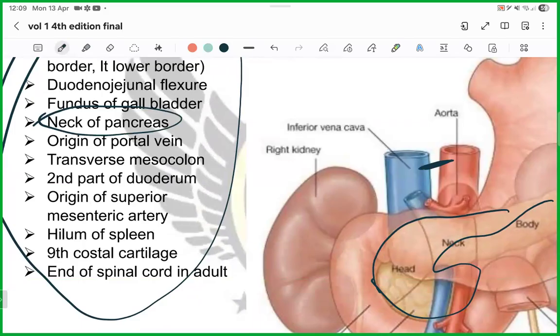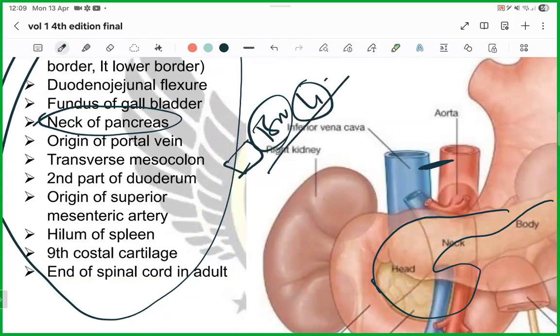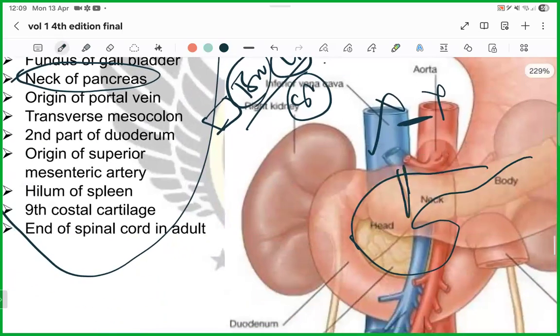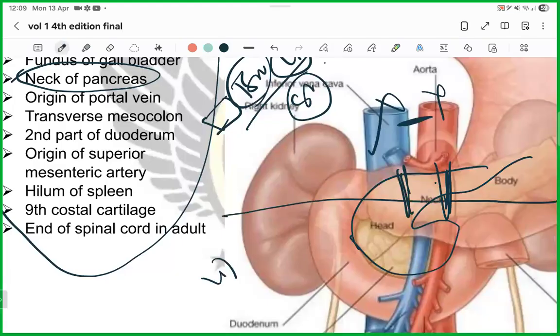Which part? Neck of the pancreas. They gave you a question that in case of a burst fracture of L1 vertebra, which structure will get injured. They did not mention aorta or inferior vena cava, they mentioned neck of the pancreas. So they're just asking at transpyloric plane. So L1 is transpyloric plane.